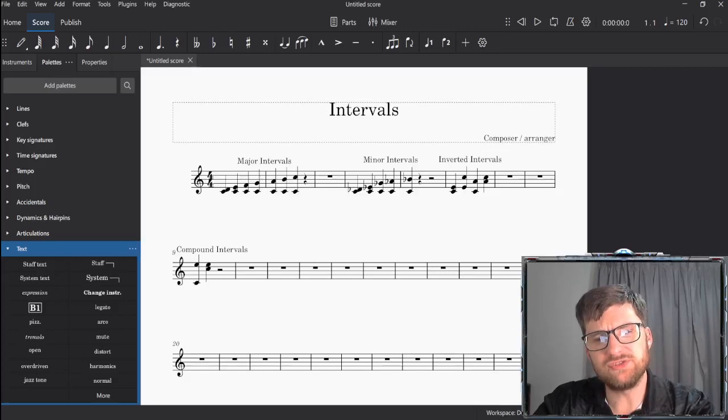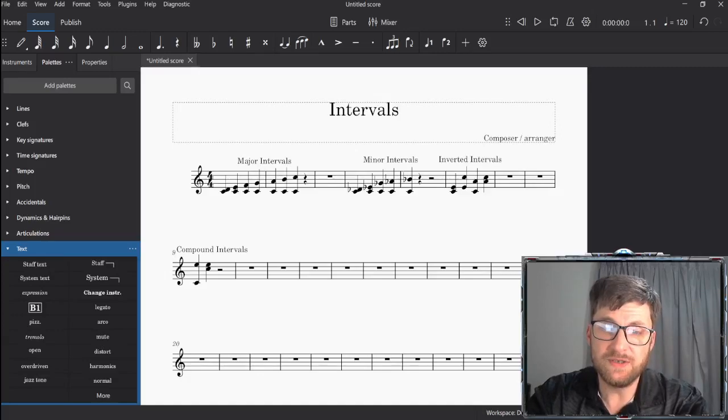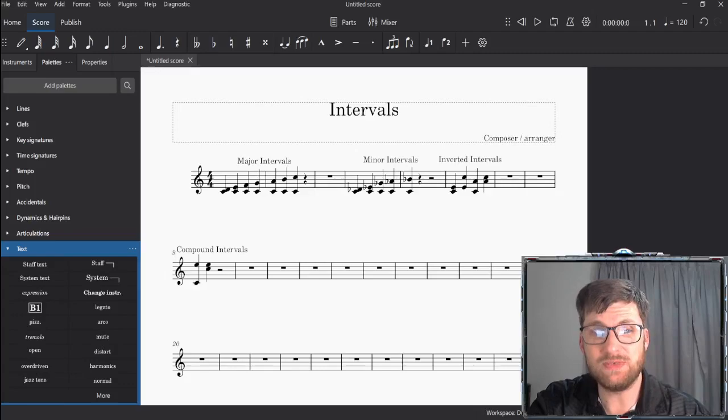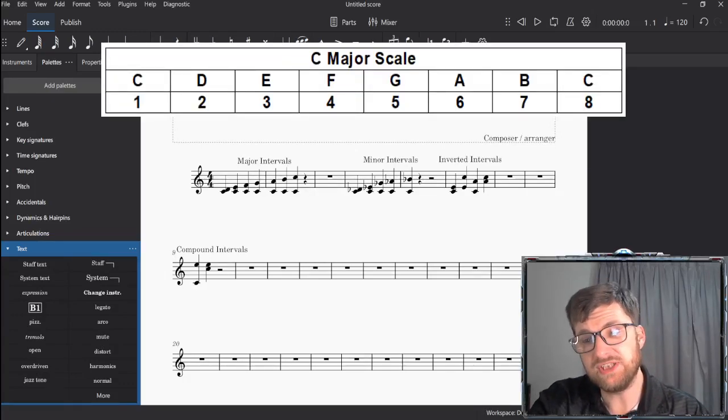What are intervals? Intervals are just the spaces between two notes in a chord. And before we can get into chord theory, this is something we have to understand, which is why I'm making a video about it. Have a look at this diagram.